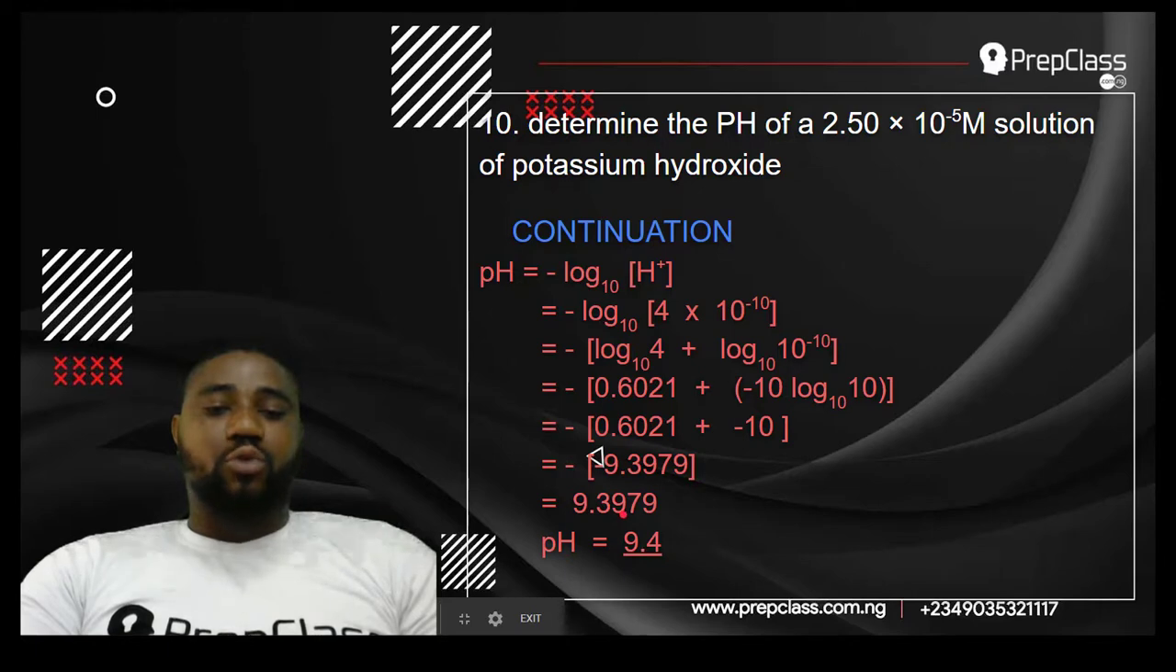This 9 is up to 5 and above rather. So change it to 1 and add it to 3. That becomes 9.4. So your pH is 9.4.